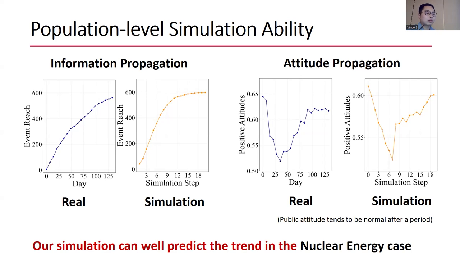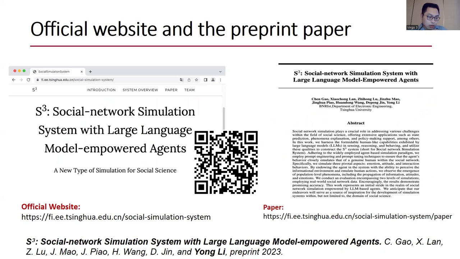So this is population level simulation. We do not aim to simulate very accurately, but we want to observe the same or similar trend. That's what we want to observe. This is the official website of this paper, and the version. You can scan the QR code if you're interested in the details, including the experiments and the technical details of this work.